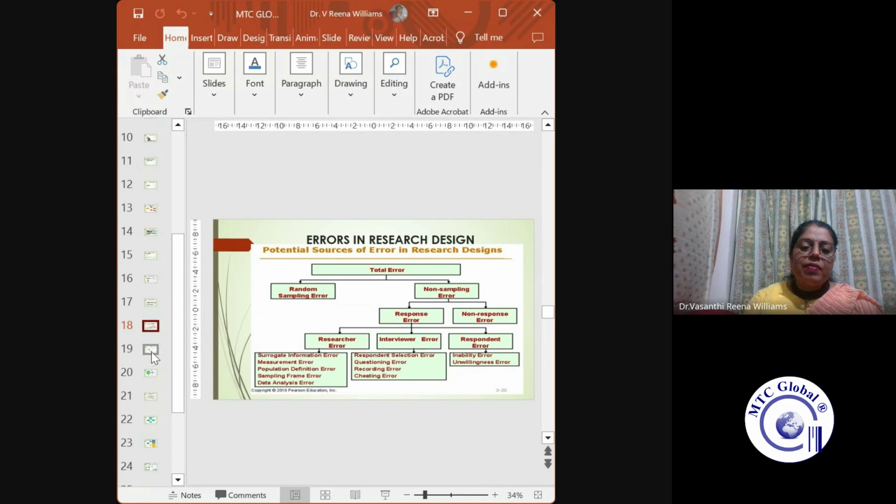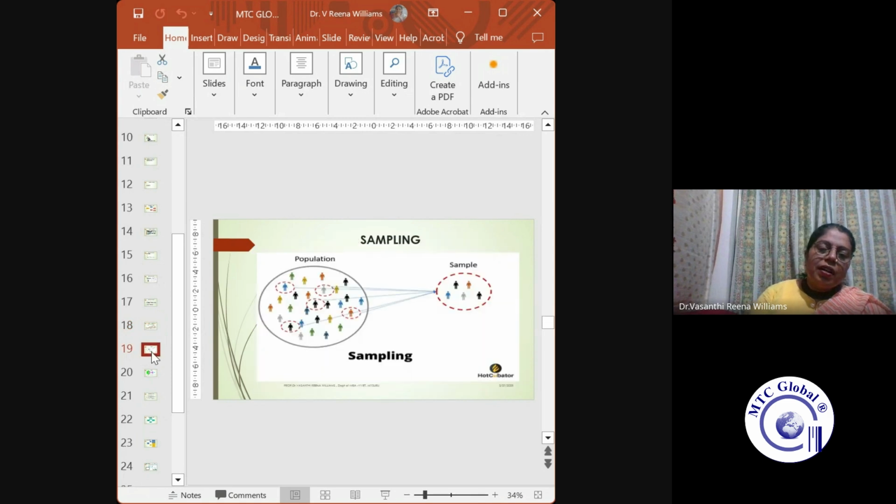See, what happens is when you have this kind of error, it will affect your decision making, because you'll come up with the wrong decision. The wrong decision leads to so many complications.